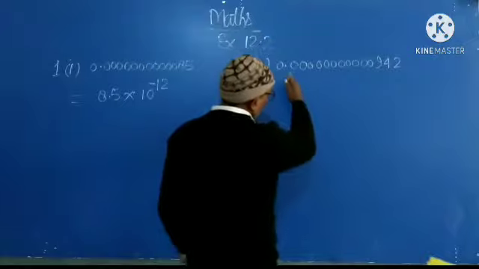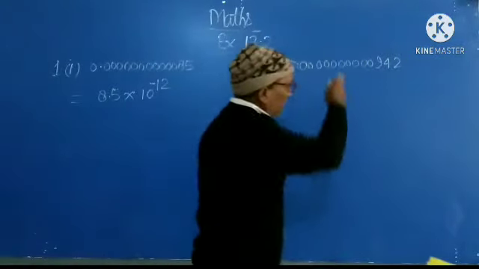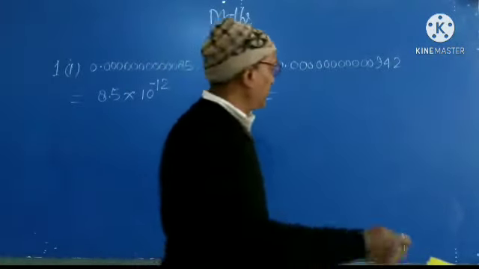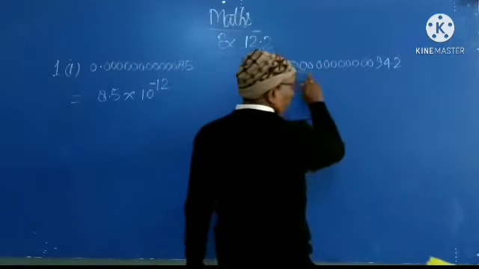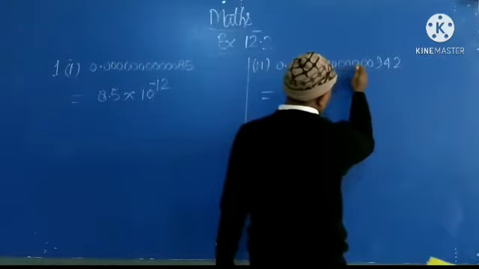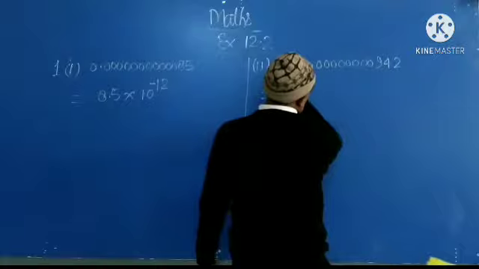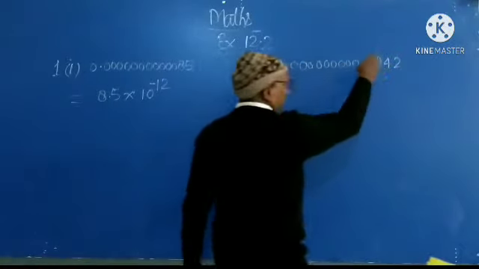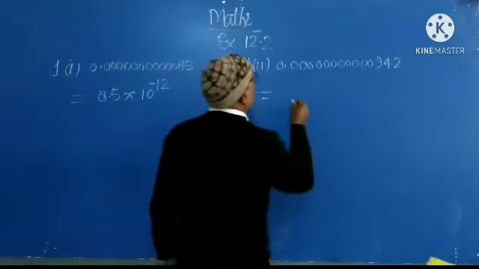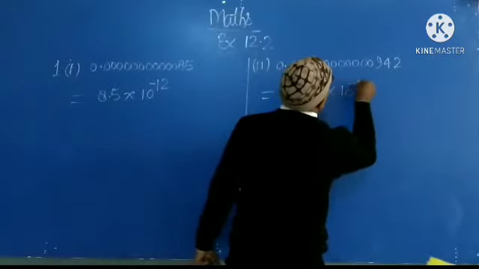How many digits do you shift the decimal place to the right to make the number lie between 1 and 10? For this purpose, you count digits: 1, 2, 3, 4, 5, 6, 7, 8, 9, 10, 11, 12. When you shift the decimal here, you get 9.42, which lies between 1 and 10. This means you write 9.42 into 10 to the power minus 12.